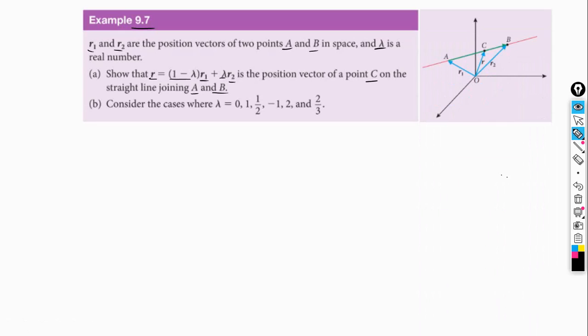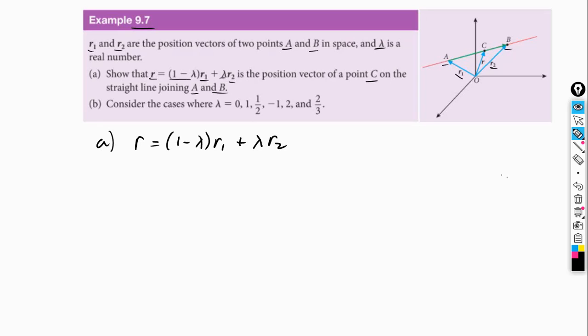So notice that the position vector r1 is in reference to A, right? And the position vector r2 is in reference to B. And then there's another vector r that goes to a point C on the straight line joining A and B. So we have to show that this is a position vector r, so this is part A: r is equal to 1 minus lambda times r1 plus lambda times r2.